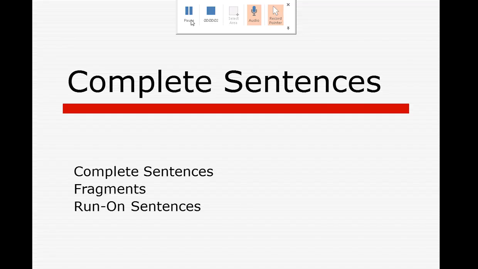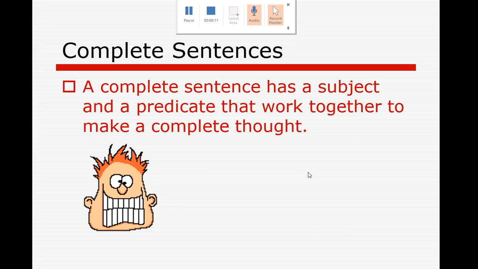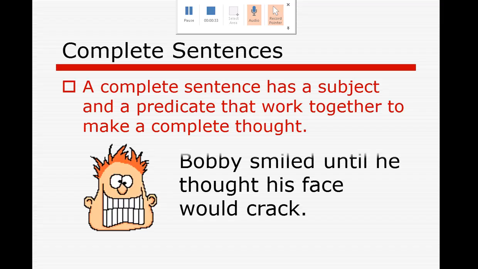Here's some information about complete sentences, how to avoid fragments and run-ons, all the different kinds. A complete sentence needs to have a subject and a predicate. Predicate includes a verb. You must have a subject and a verb that work together to make a complete thought. So if you are missing the subject, the predicate, or it is an incomplete thought, that is where you are going away from the complete sentence.